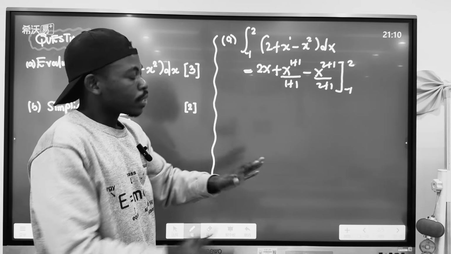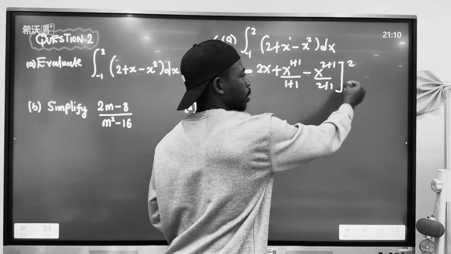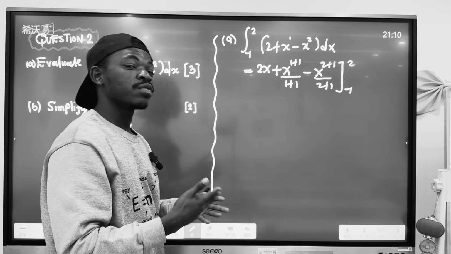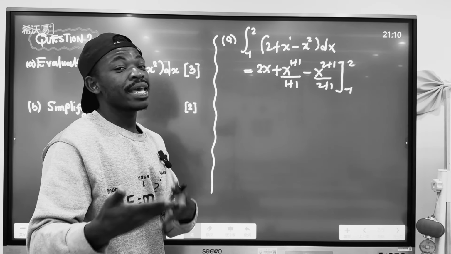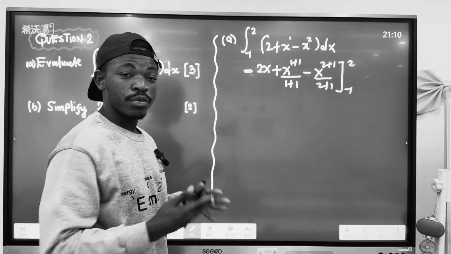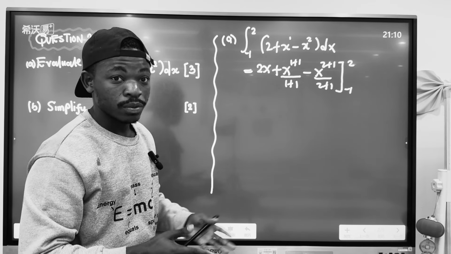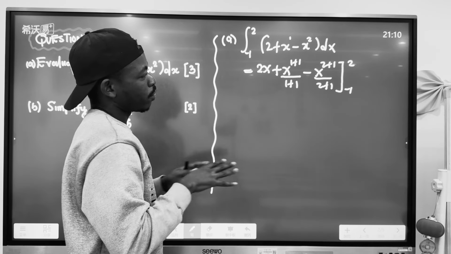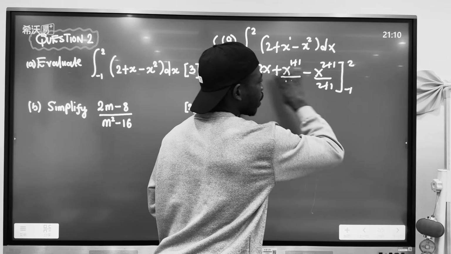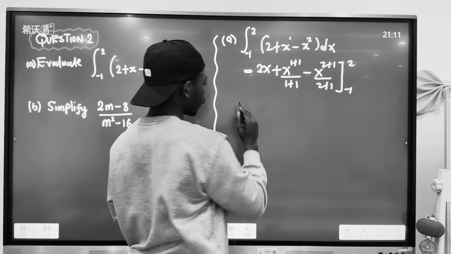So it's basically the same thing. The only change that I've made here is that I've now introduced the limits. I'm now integrating from -1 to 2. Basically, I'm finding the area here. I'll explain in more detail in later videos what the physical meaning of what you are doing here is. But for now, I just want you to know that this is how you write down your integral.